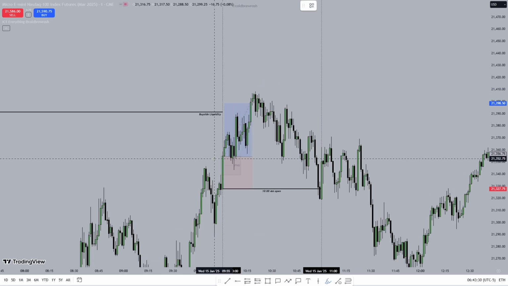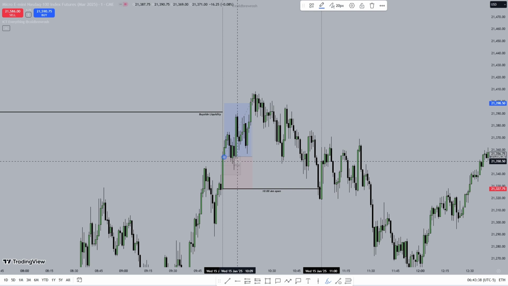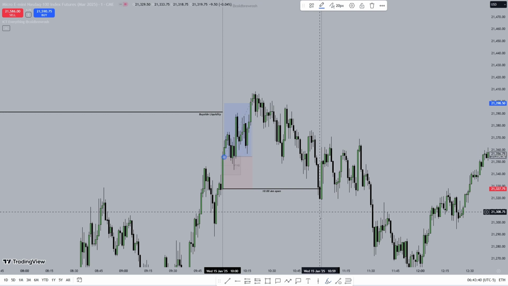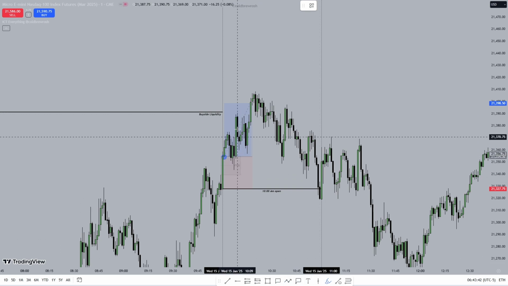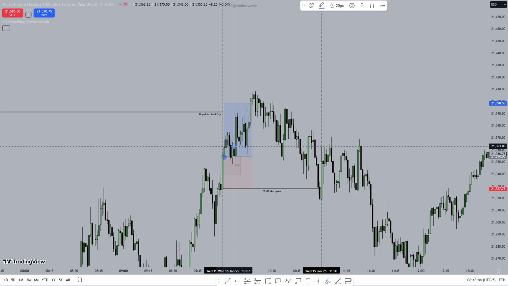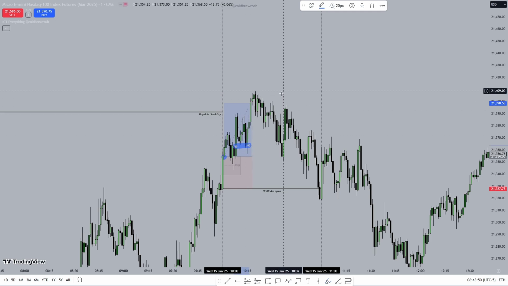As soon as we formed this fair value gap, I left a buy order with 3 micro contracts resting in the fair value gap. We get tapped in a few minutes later, and immediately we see bullish price action. We see that we push back up, then we come back down to that order block. Price respects the order block, and then we shoot up, taking out this buy side liquidity.